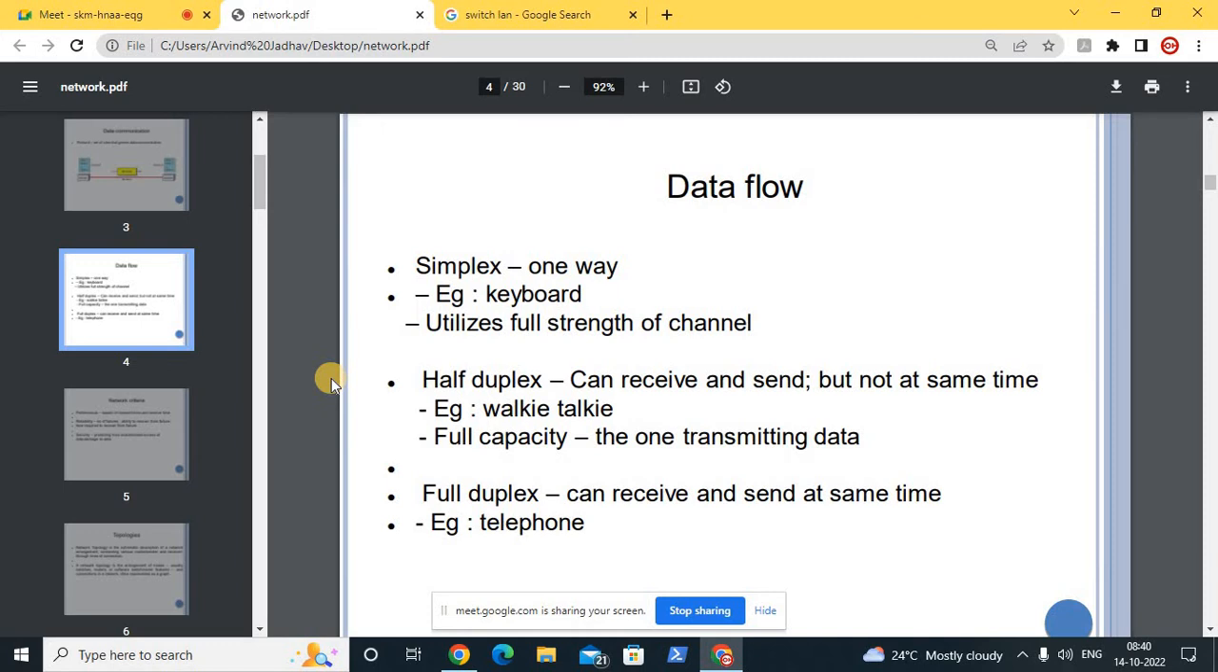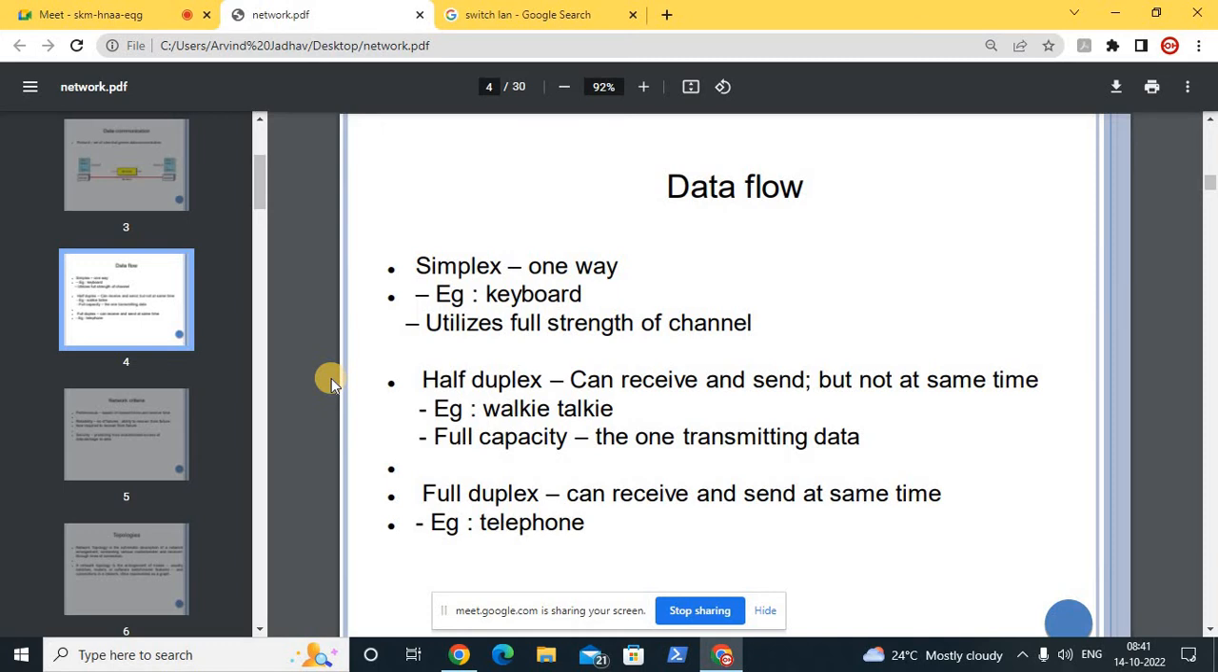In that, we have three types: simplex, half duplex, and full duplex. Okay, ये example कभी भी याद रखना. Communication कैसा होता है? See, is there any one-way communication or two-way communication? Okay, ऐसा आपको पता होना चाहिए. What is the data flow? So first of all, we'll discuss the simplex basic.